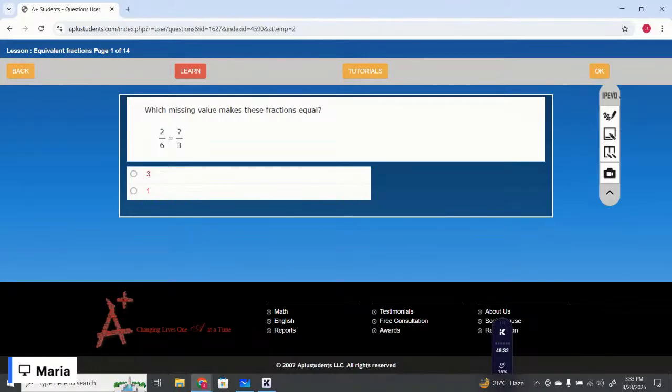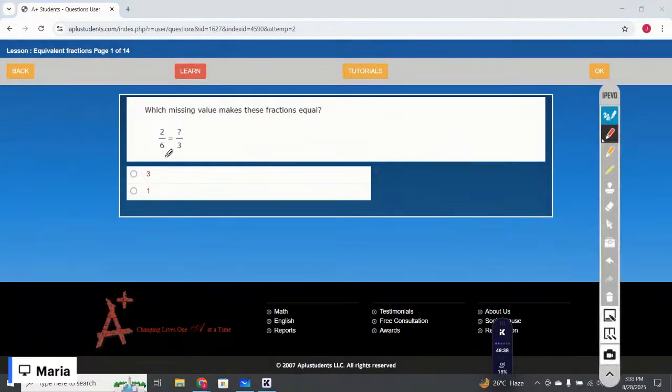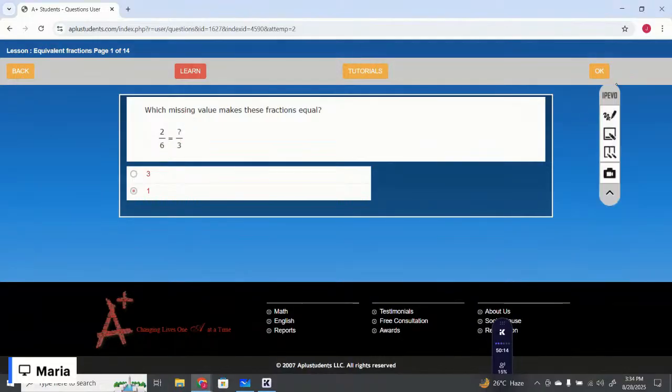Which fraction values make these fractions equal? 2 by 6 equals the missing number over 3. So 6 divided by 2 is 3. 2 divided by 2 is 1. That is 1 out of 3. Option number 2 is the correct option.